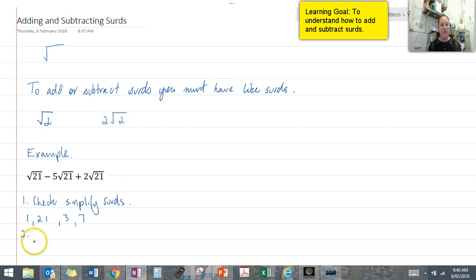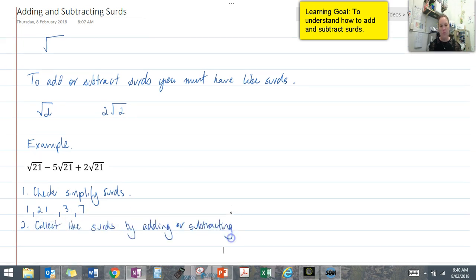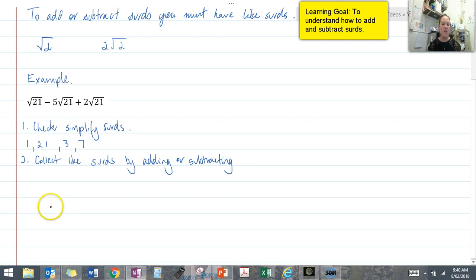Once we check to see if the surds can be simplified, we can collect like surds. So in this case, we're going to collect like surds by adding or subtracting. So we have the square root of 21, so there's a 1 sitting in front of here, minus 5 square root of 21, plus 2 square root of 21. So we're going to look at the values or coefficients in front of the surd, and they're the numbers that we're going to add or subtract.